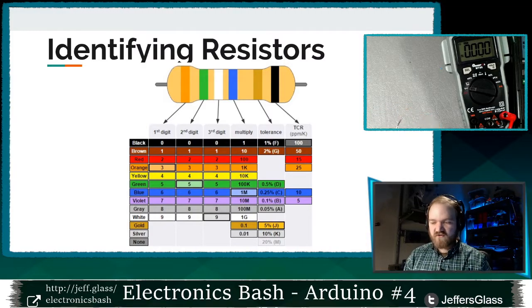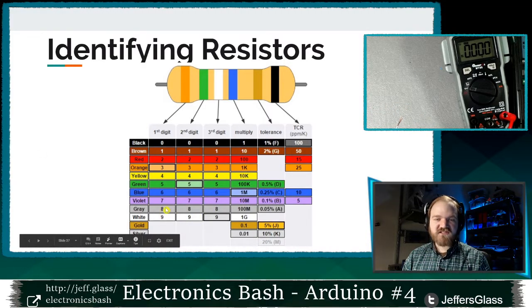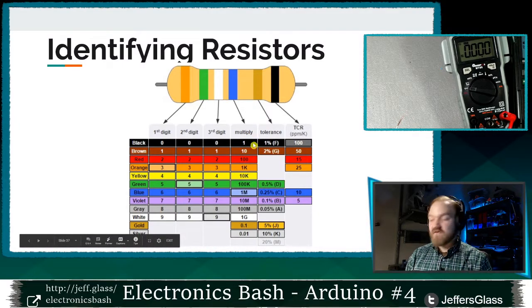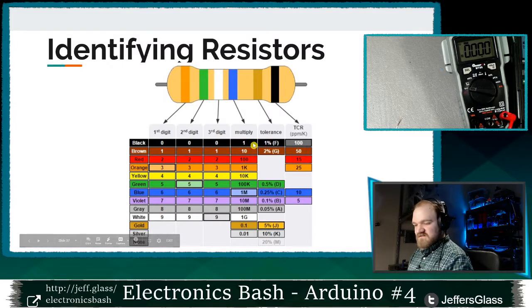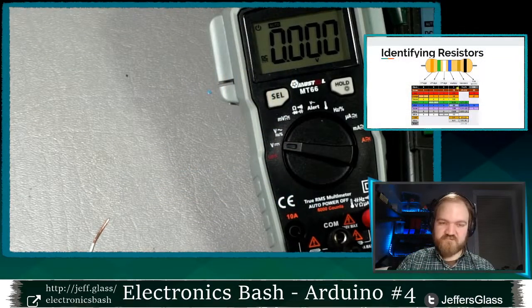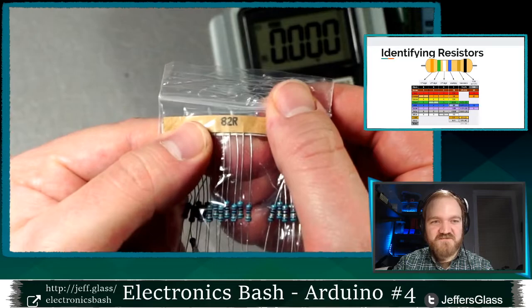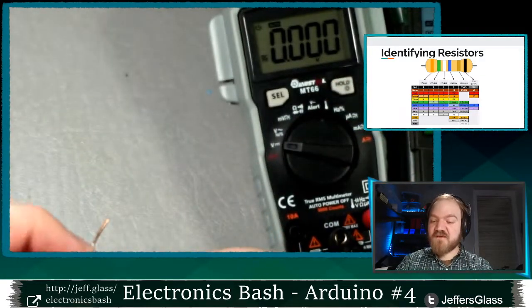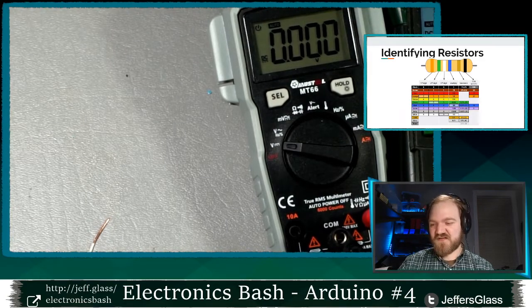So let's see if we can decipher that. Gray, red, black, gold. So I have gray, which is 8. I have red, which is 2. And black is a multiplier of just 1. So this should be 82 times 1, or 82 ohms. And that's exactly what it is. 82 ohms. 82 are in this bag, that's the resistor. So that's a brief view into how you handle resistor color codes.